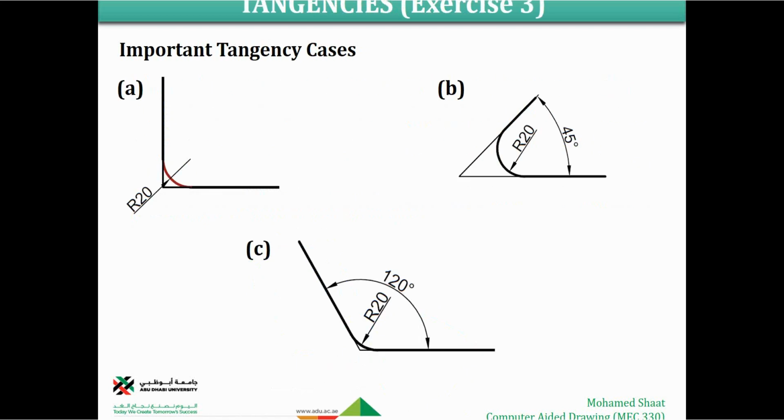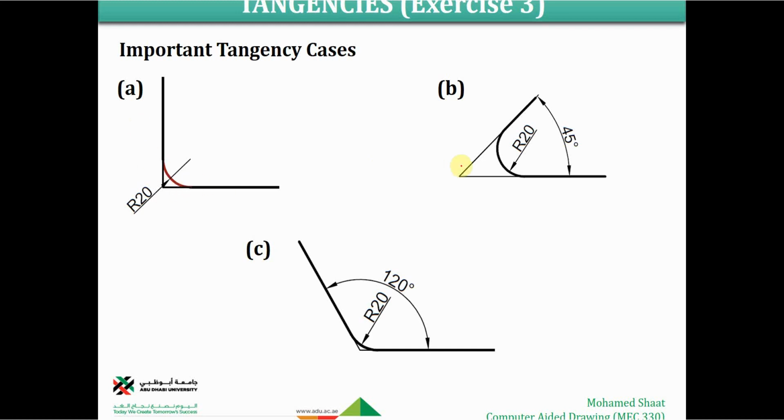Make sense? So for example, these are some examples here. In this case, this is the curve with a radius of 20 millimeters that is tangent to two lines. These two lines, the first line and the second line. So first of all, you have to locate what the objects are that the curve is tangent to. It is tangent to two lines in this case.